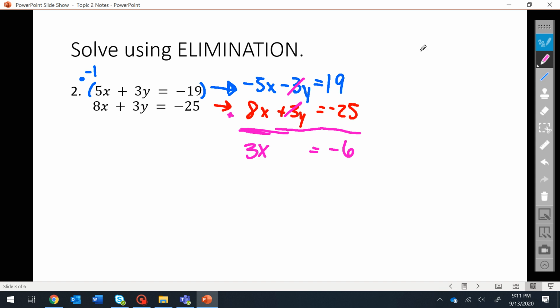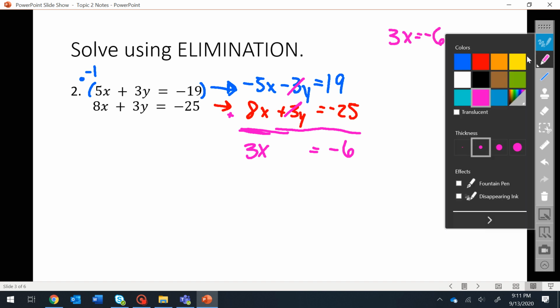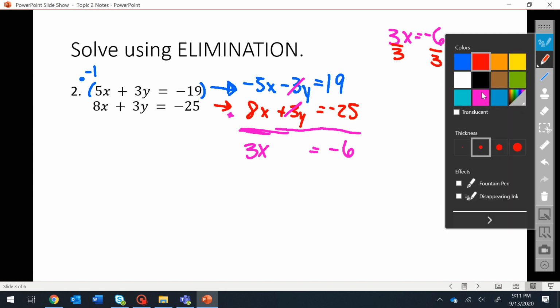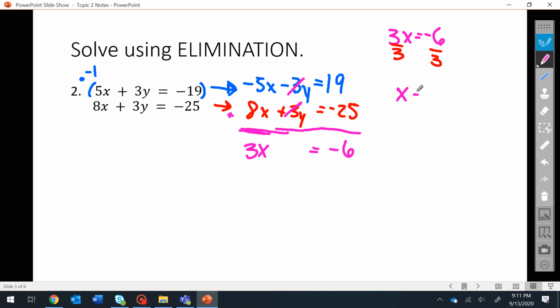And I can now solve this equation. I got 3x is equal to negative 6. I can now solve this for x. Divide by 3. x equals negative 2. So the x-coordinate where these two lines intersect is negative 2. But I still need the y-coordinate.